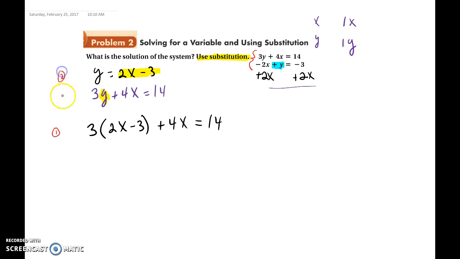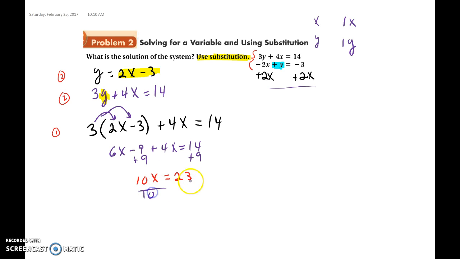Here, I had 2 x's and y's and 2 x's and y's. So this narrows it down, or allows me to go ahead and start solving. I distribute the 3 in. So 6x minus 9 plus 4x is equal to 14. Well, then we can add over 9 to both sides. And then we will combine our like terms. So 6x plus 4x is equal to 10x. 14 plus 9 is equal to 23. And then we divide each side by 10. x is then equal to 23 over 10, or 2.3.